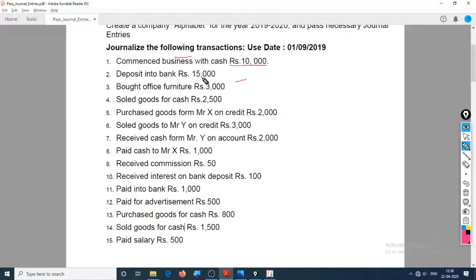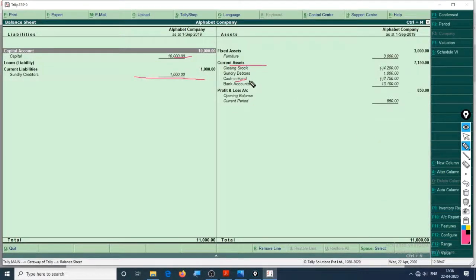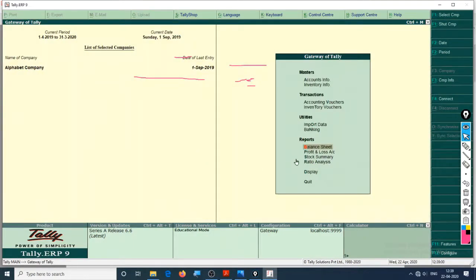Okay, so deposited into bank rupees 15,000, and right here I have with me bank was increased 15,000 and cash was decreased 15,000. So like this you can check out all the entries. I'll show you quickly the picture of a profit and loss account.